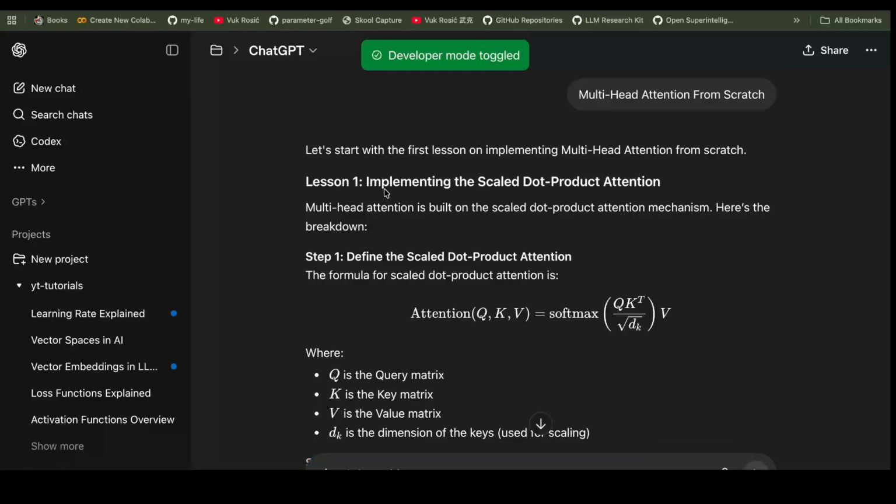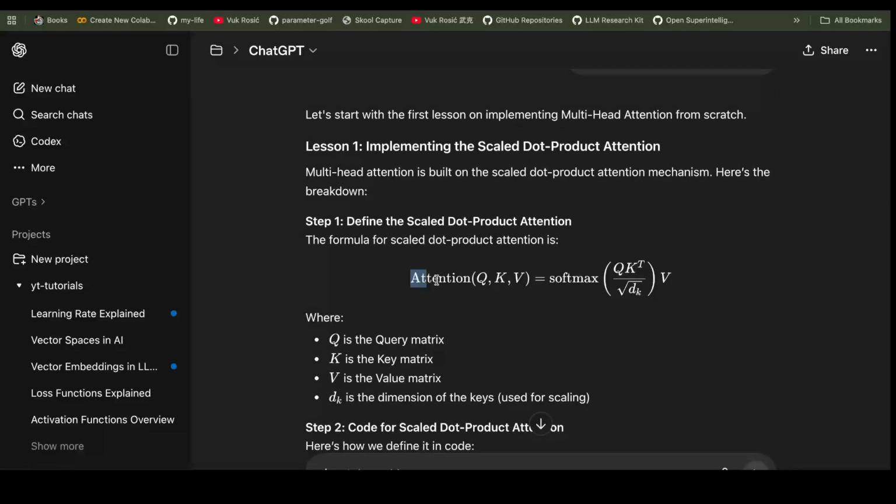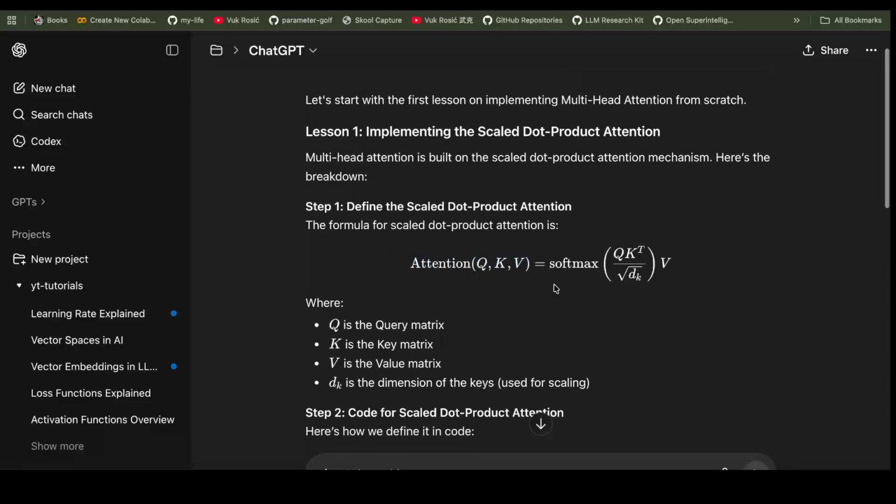Let's learn about multi-head attention. So in large language models, we choose transformer architecture. This is the formula for attention.